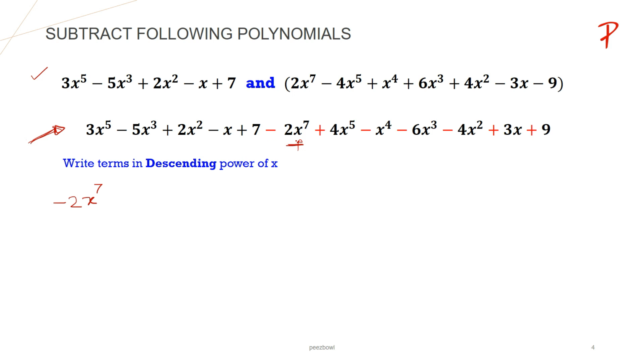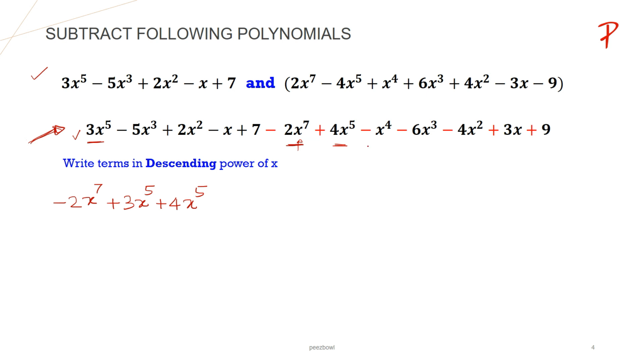After that, I will see the lower power of x. I see x to the power 5 here and x to the power 5 here. Both have the same power of x. So I will write both together. So first I will write 3x to the power 5. After that, plus 4x to the power 5, right?